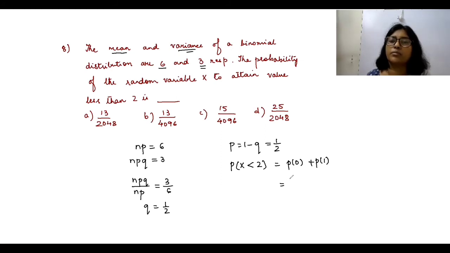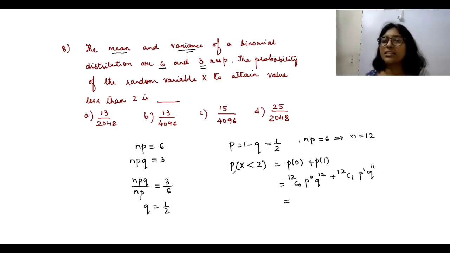So N, we have to find N. What is NPQ, or NP we will take rather. NP is equal to 6 and P is half, so N will be 12. So we'll use this: 12C0, P raised to 0, Q raised to 12, 12C1, P raised to 1, Q raised to 11.